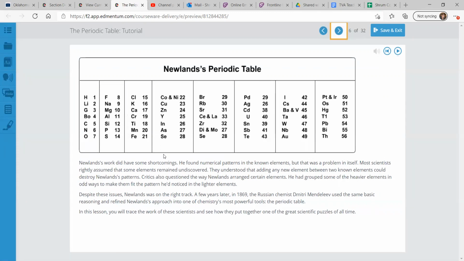Well, despite these issues, Newlands was on the right track. A few years later, in 1869, the Russian chemist Dmitri Mendeleev used the same basic reasoning, and then he refined this approach into one of chemistry's most powerful tools, the periodic table as we know it today. So we're going to trace the work of these scientists and then see how they put it together and solve one of the scientific puzzles.